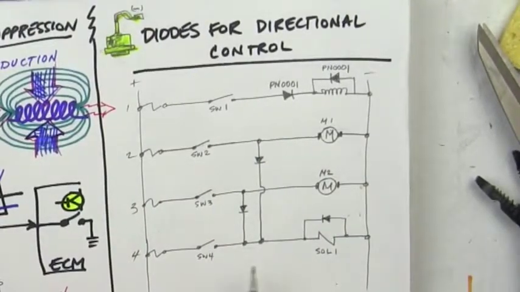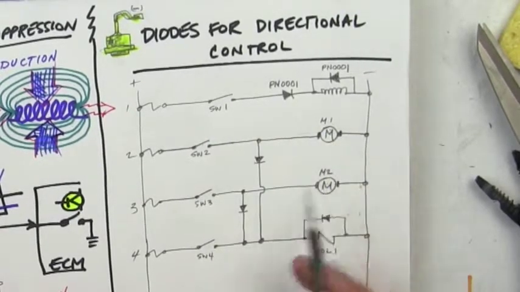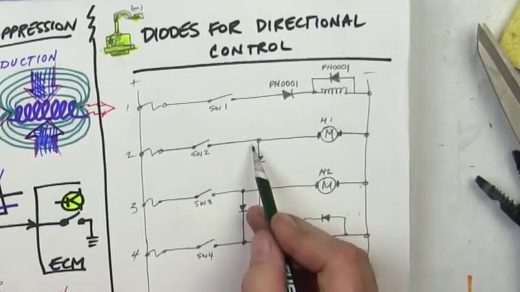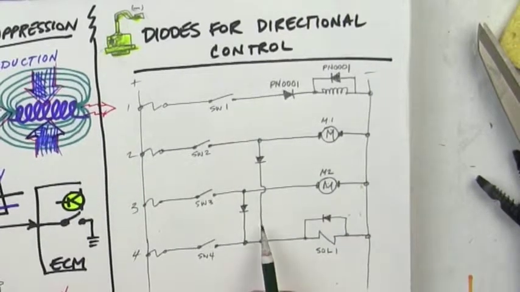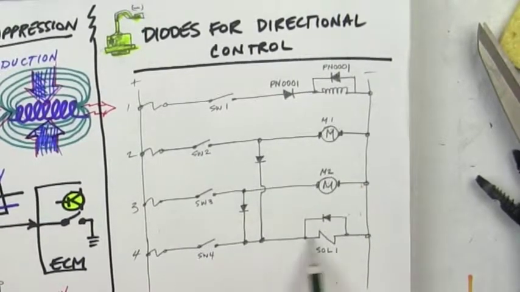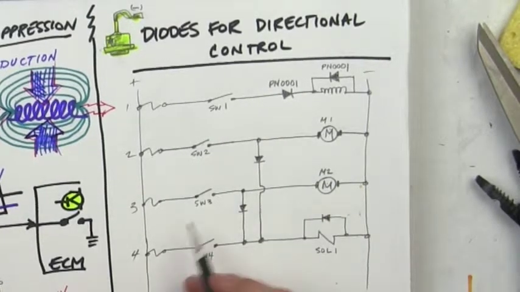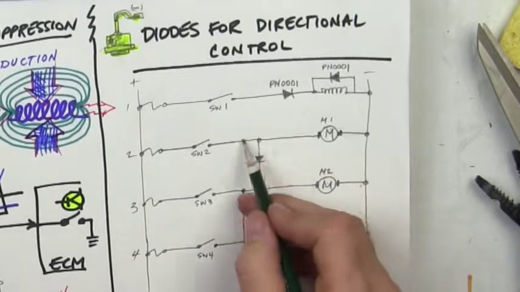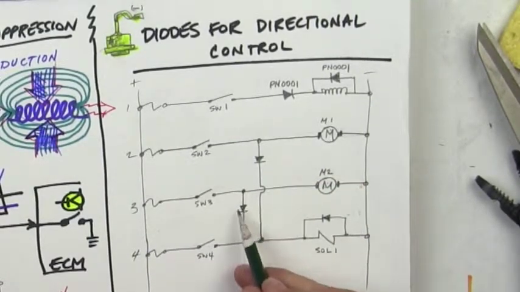Okay, so now this switch will not turn on the motors. Yeah, that's right. This switch will turn on the solenoid, but it will not turn on that motor, and it will not turn on that motor. But switch 2 will turn on motor 1 and the solenoid, but it cannot turn on the others, because they're blocked off by reverse bias.